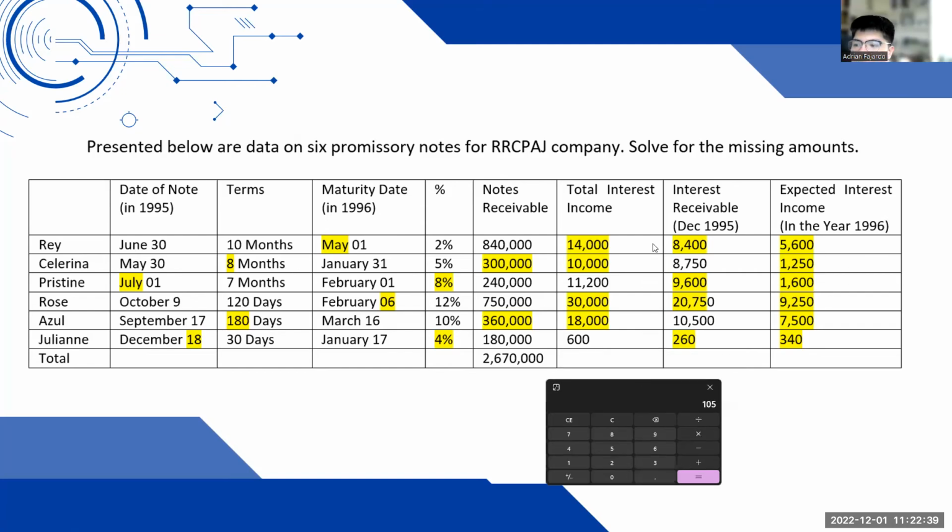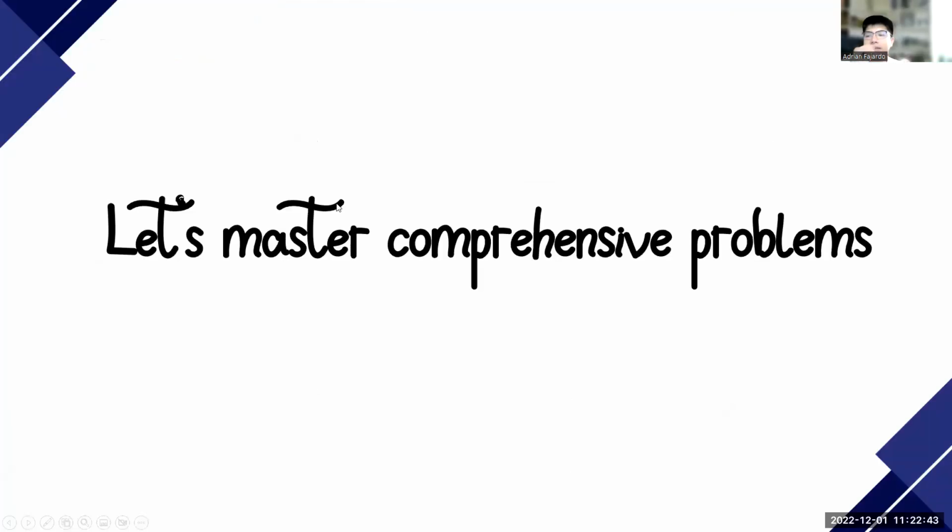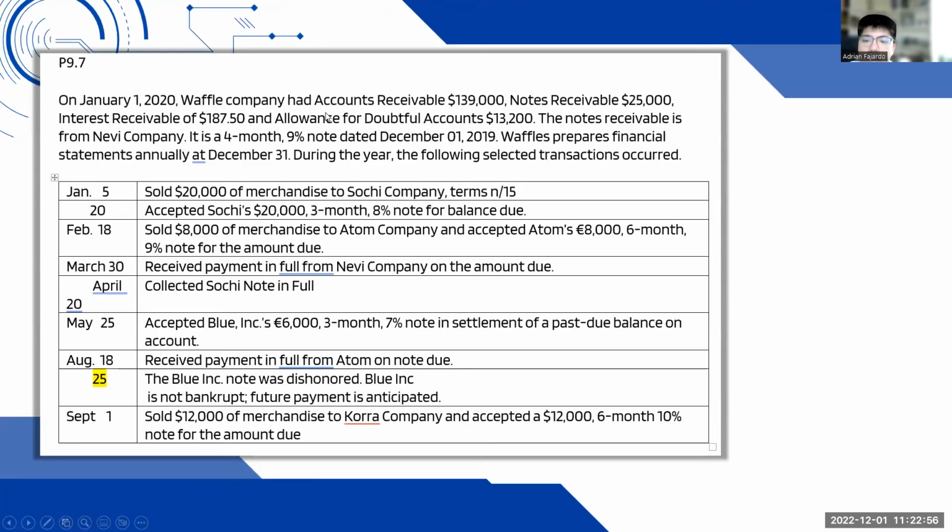Okay. So I think if everything's clear, the last thing that we do for notes receivable is let's master comprehensive problems. And to be fair, I think around 2 to 3 attempts, people were soon able to understand the computation. Now the comprehensive problem, I think it was very challenging for everyone because ang dami niya, number one. And then, second, puro ending balance yung hiningi, right?